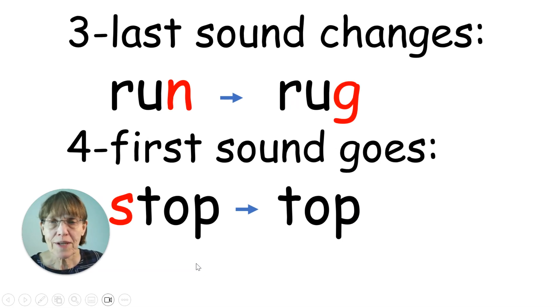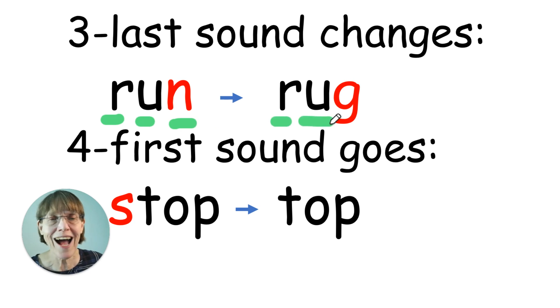So for number 3, our last sound changes. Number 3 sound changes from run, r, a, n, to rug, r, a, g, rug. So the n, the last sound, changes to a g.